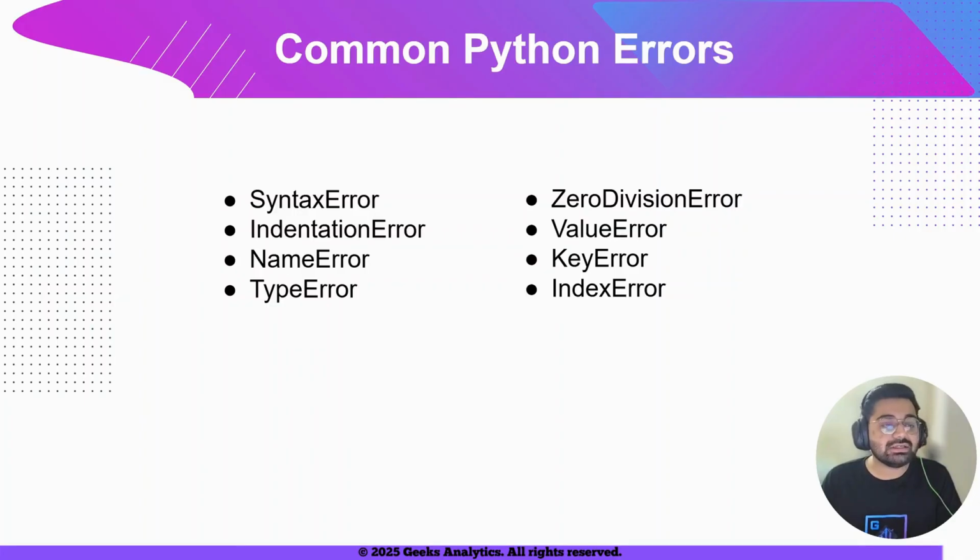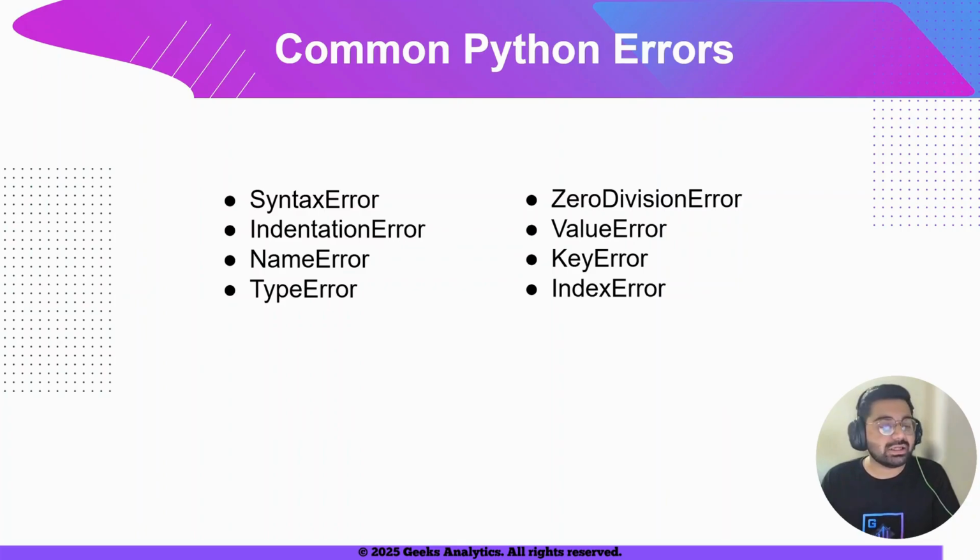Syntax error and indentation error, we already know: syntax error happens if there is a colon missing, or a particular keyword is not used in the proper format, or the indentation is not defined properly. Apart from this, we can have name error. Name error occurs when a variable or function has not been defined, but we are trying to use it. Type error occurs when an operation is applied to an object of inappropriate type, like adding a string value to an integer value.